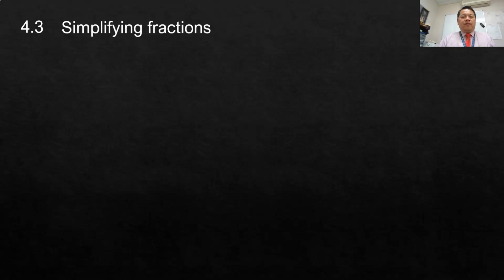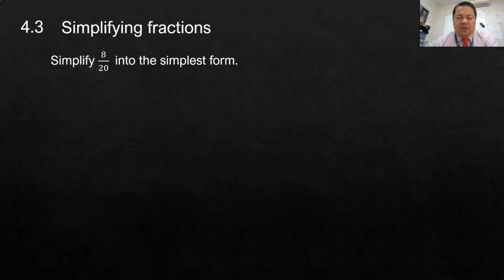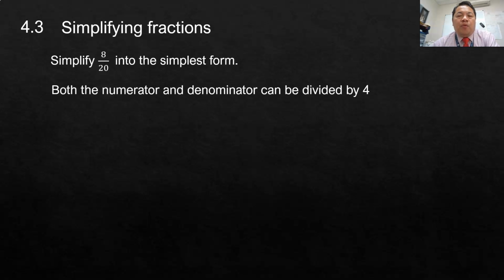Moving on, simplifying fractions. So how do you simplify a fraction when it's not in the simplest form? By looking at the fraction, we have to ask ourselves, what is the common divisor that I can use to simplify both numbers? I can see that both numbers have factors of 4. That's why both numbers can be divided by 4.